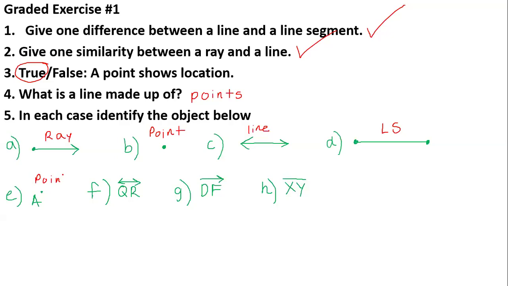F is what? F is a line. What is G? A ray. And H, what is H? A line segment.